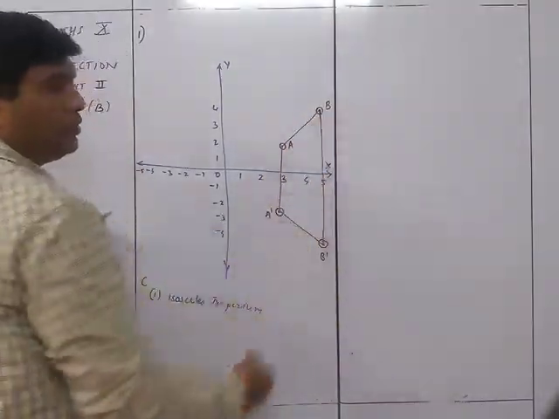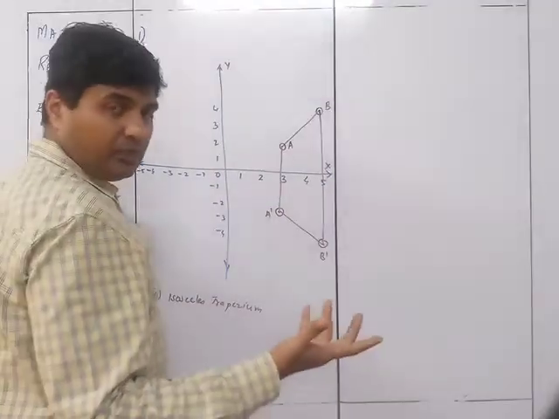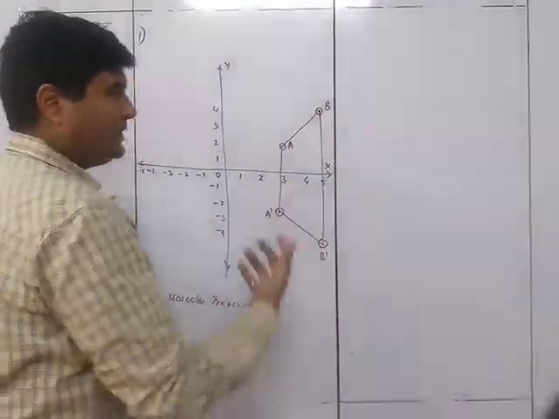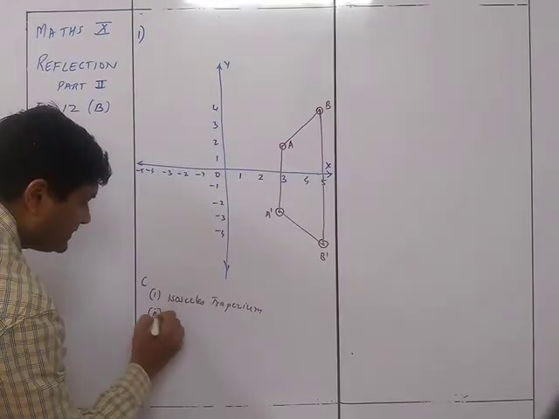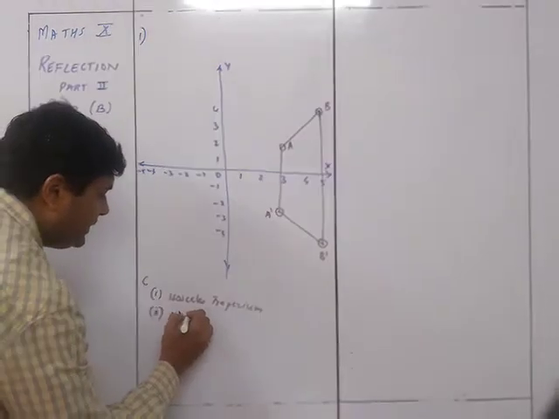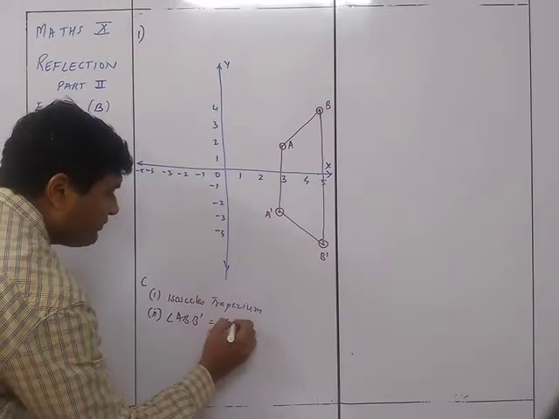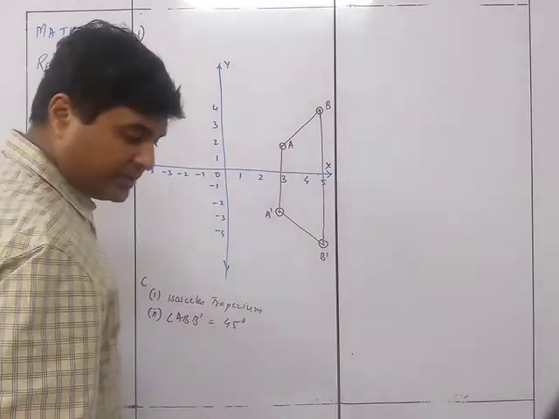Now measure the angle A, B, B dash. Here you will have to take the protractor and do it. So I think it should be somewhere near 45 degrees. So you can consider over here the second answer as angle A, B, B dash is equal to 45 degrees, or whatever you get as the answer over there.